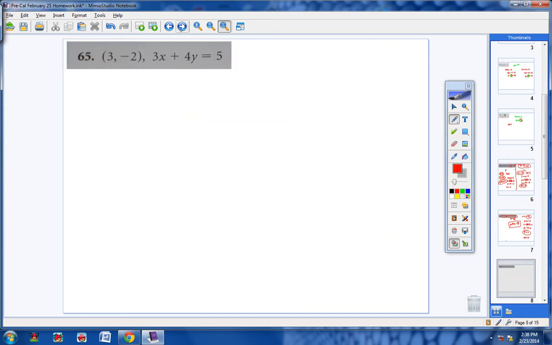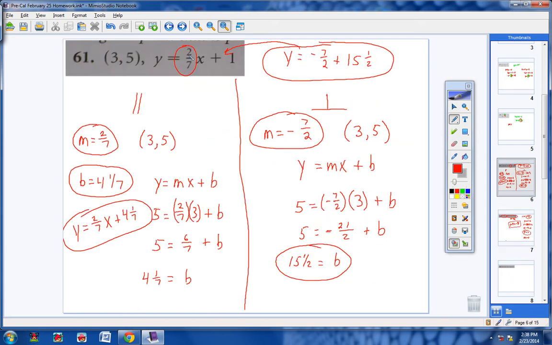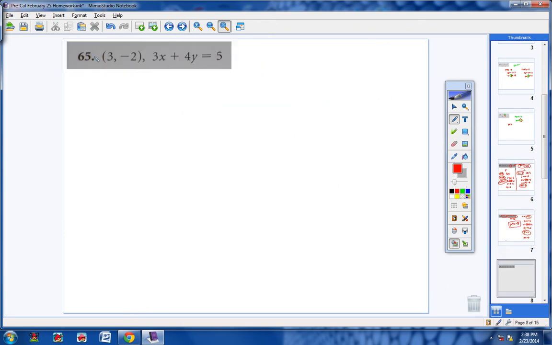Okay, two more of these and then we'll be finished. Now this one here, look at the last two. On 61, notice y was already by itself. On 63, y was by itself. On 65, y is not by itself. So I'm going to quickly bring the 3x over and make it a -3x.